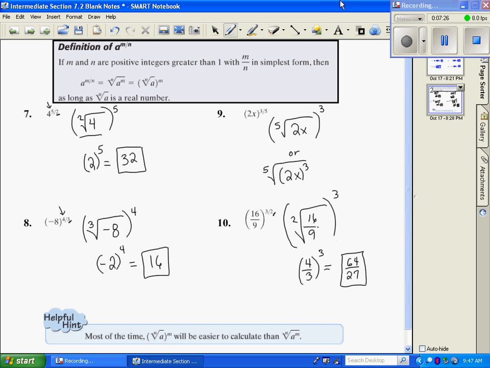Our helpful hint down here is we said most of the time this second format is easier to calculate. So that's why for all the ones where we had calculations, we used that format, and for the one we couldn't make a calculation on, I showed you the other format. It's two formats; one's just easier to calculate.